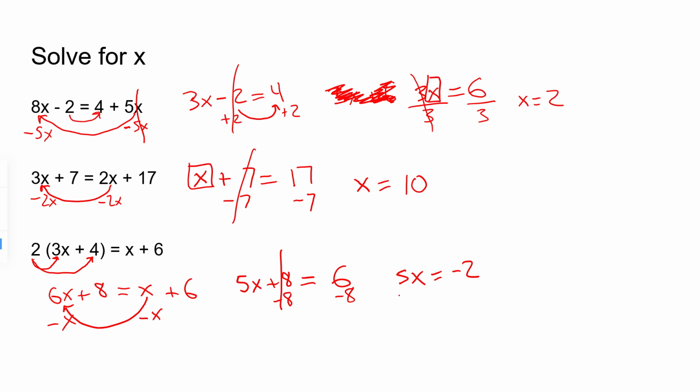So now we're going to divide away the 5 because we want x by itself. That eliminates 5 from that side. We're going to divide the 5 on this side. So negative 2 divided by 5 equals negative 0.40.